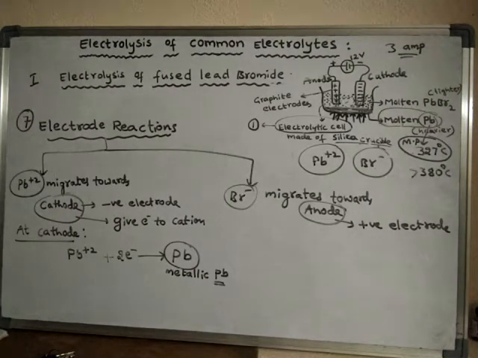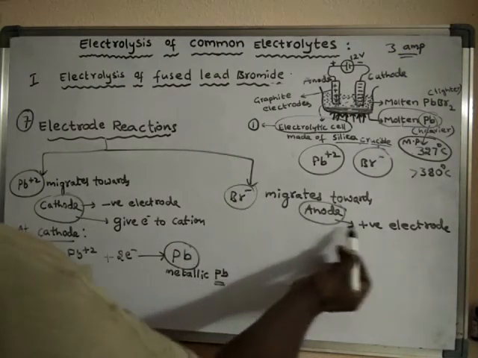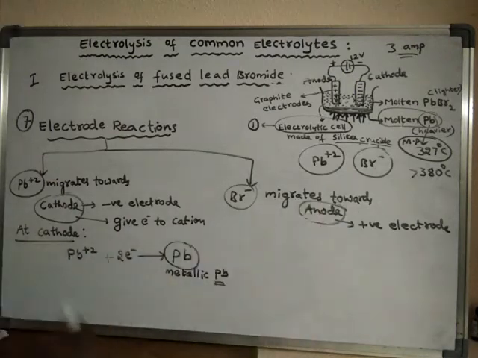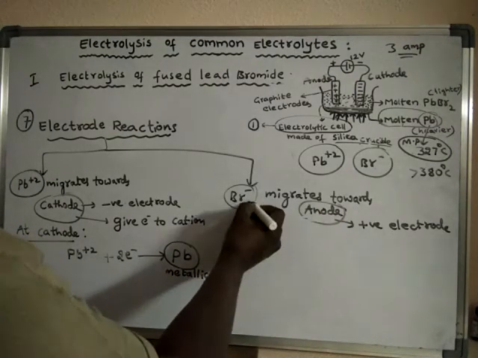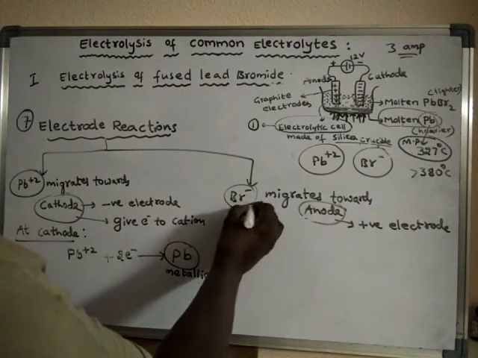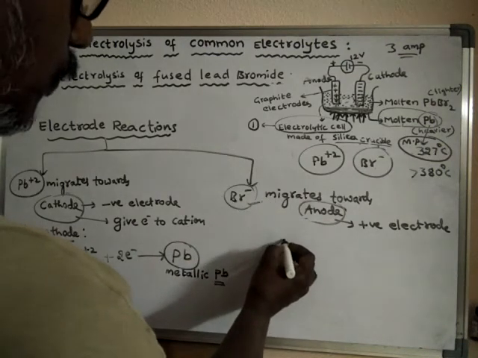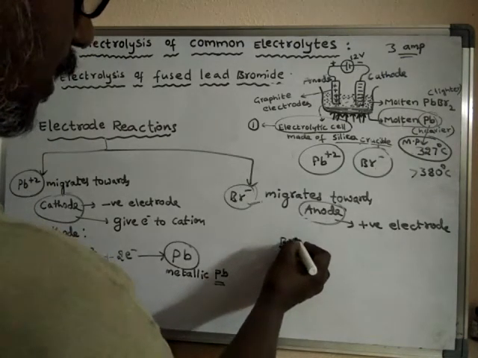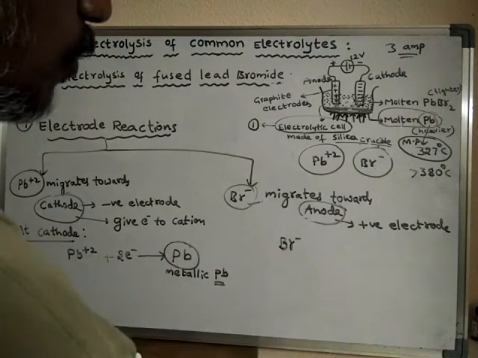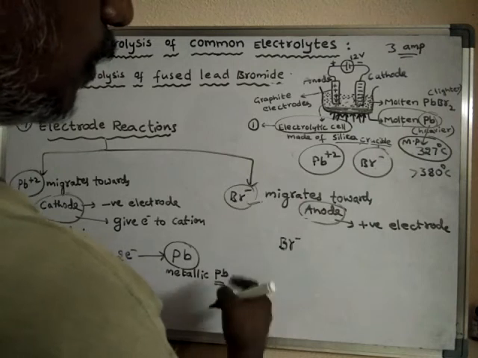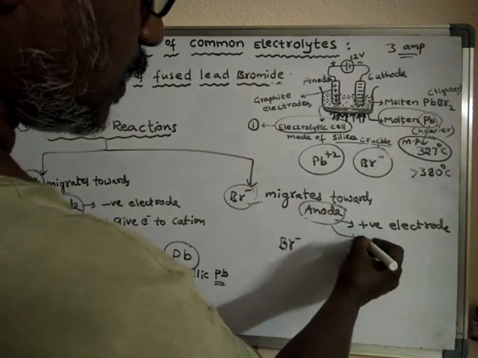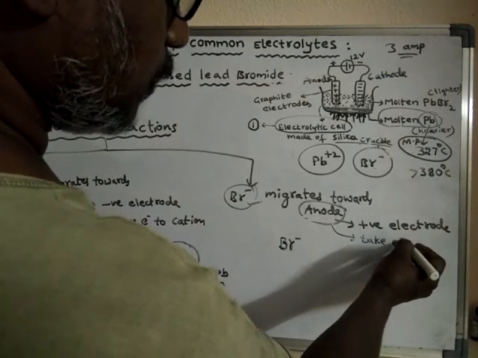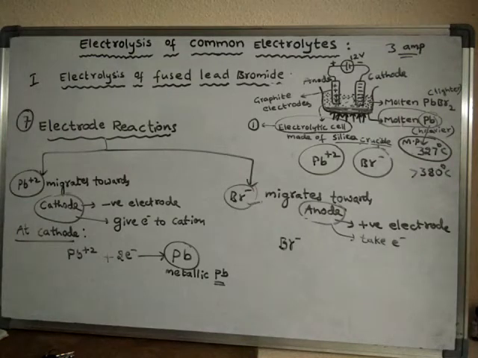Now let us see the reactions at the anode. So what happens to the bromide ion after migrating towards the anode? See, the bromide ion is a negative ion. So what does this bromide ion do? After moving towards the anode, so the anode is a positive electrode, it will try to accept electrons, or else take electrons.